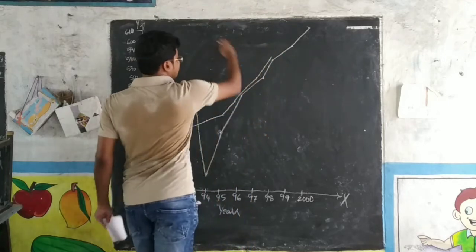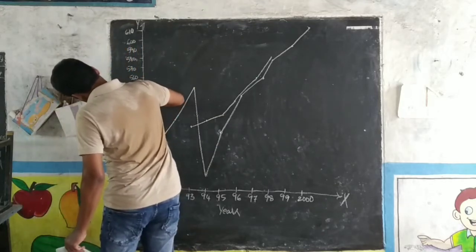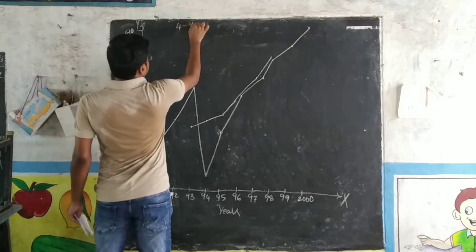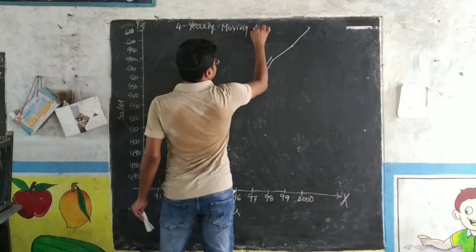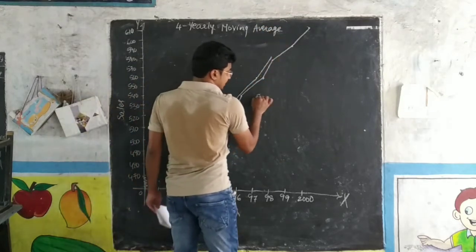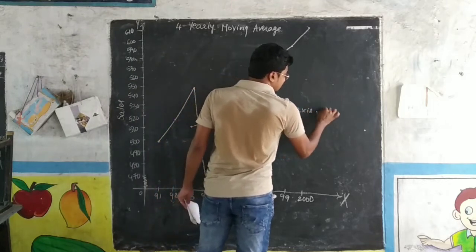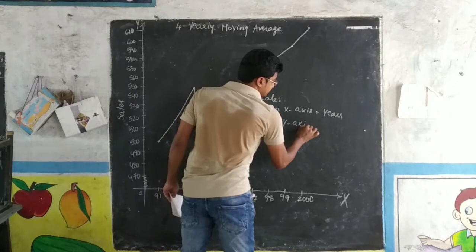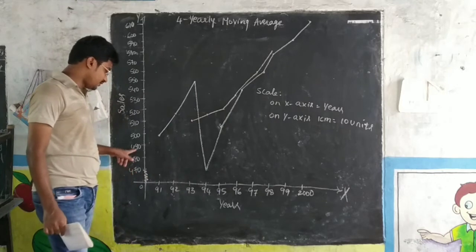This is the trend line. Y-axis is sales. This is the 4-yearly moving average. Scale: on the x-axis are years. On the y-axis, 10 units: 470, 480, 490, 500.